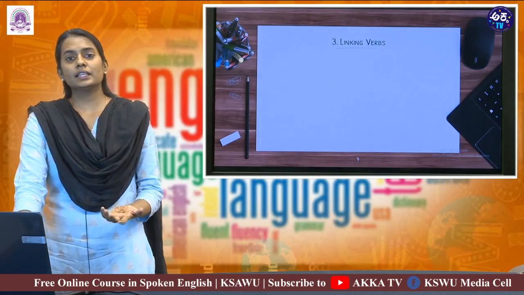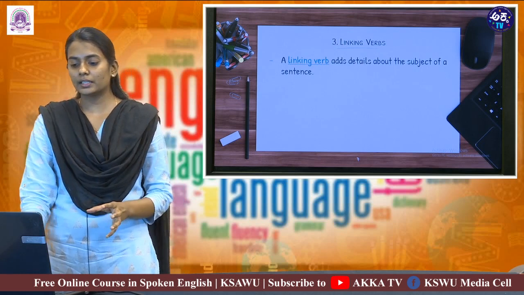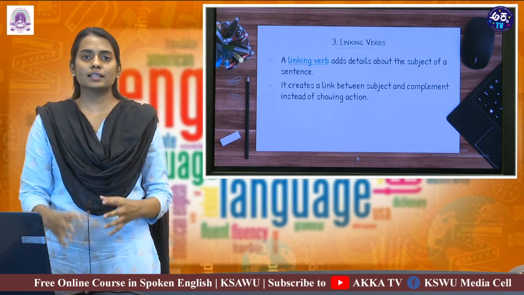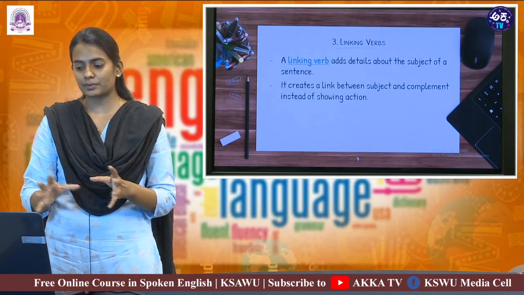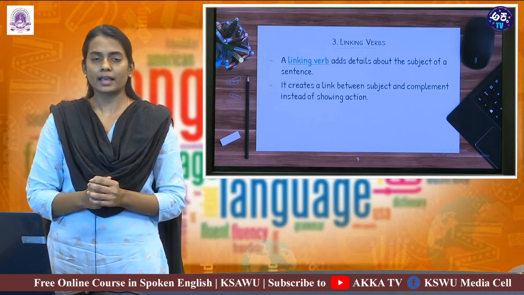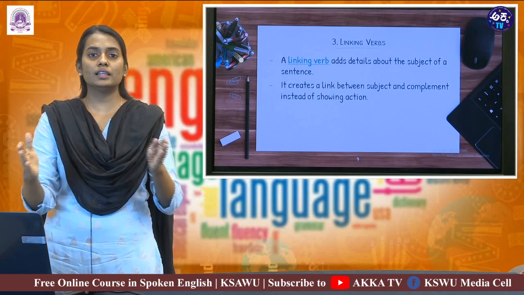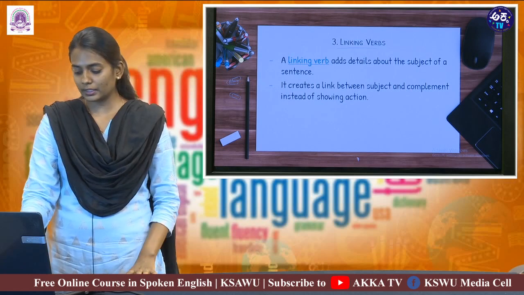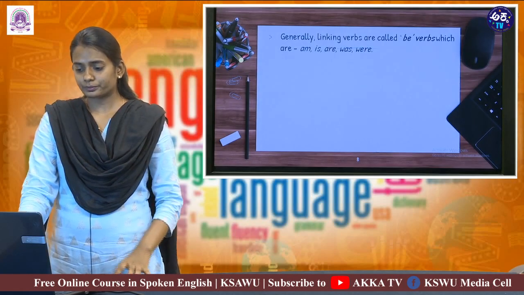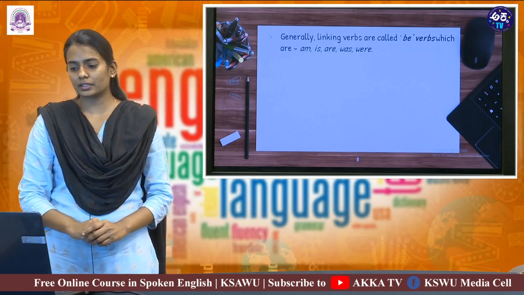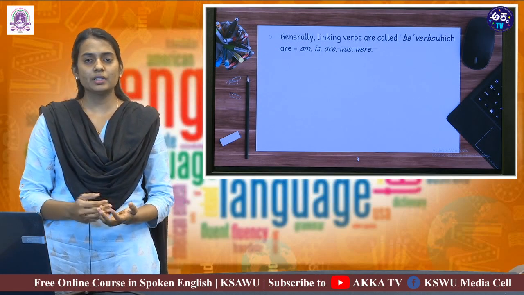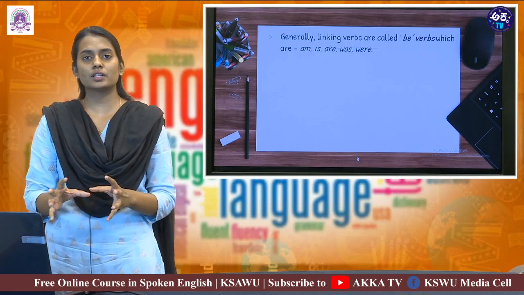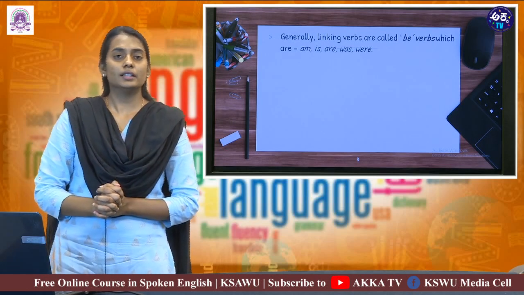The next type is linking verbs. A linking verb adds detail about the subject. It creates the link between the subject and the complement instead of showing the action. So instead of showing action, it shows a link. The linking verbs tell us what the link between the two things is. Generally these linking verbs are called be verbs, which are like am, is, are, was, were. These words we use as linking verbs.